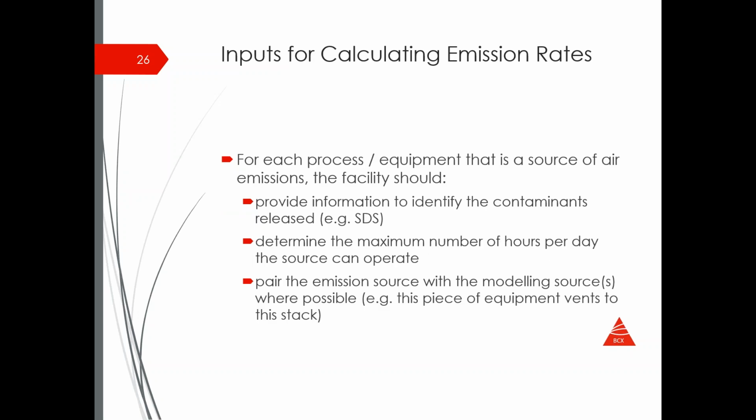For calculating emission rates, it's very important. What we do in terms of the guideline, it has to be a worst case scenario. So the production rates given need to be a realistic maximum scenario that you would produce at. And also we need the SDS of the cementitious materials or any other aggregates that you use, because the MOE does require us to assess all the contaminants in your materials. And then we pair these emission rates with the modeling sources.